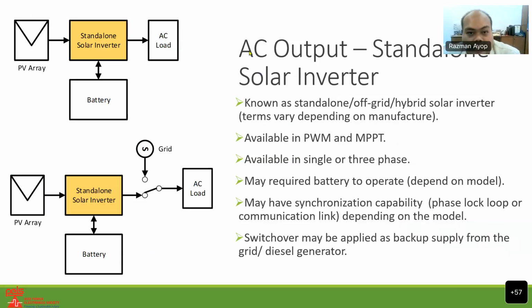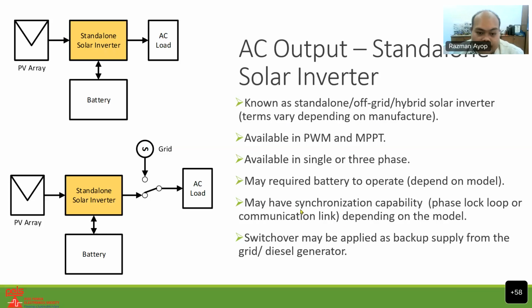Another type of solar inverter with AC output is the standalone solar inverter. The name can be standalone, off-grid or hybrid solar inverter. The terms vary depending on the manufacturer. It is also available in PWM and MPPT, and in single and three phase. Some of the components may require a battery to operate.